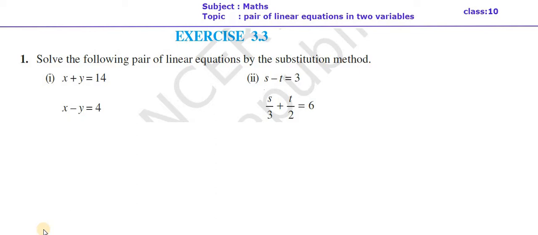So I told you that we have so many methods to solve this pair of linear equations. Sorry, that is four methods. One is graphical method, one is substitution method, one is elimination, and one more is cross multiplication. So we know how to solve the pair of linear equations using the graphical method. Now we'll study the substitution method.